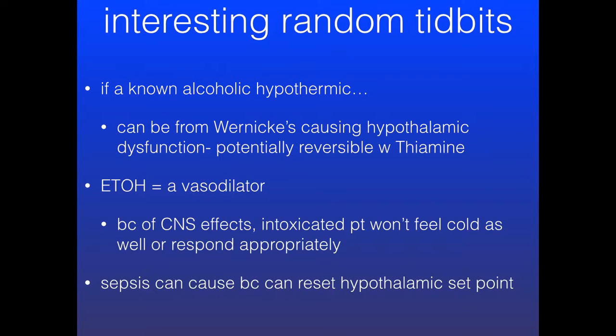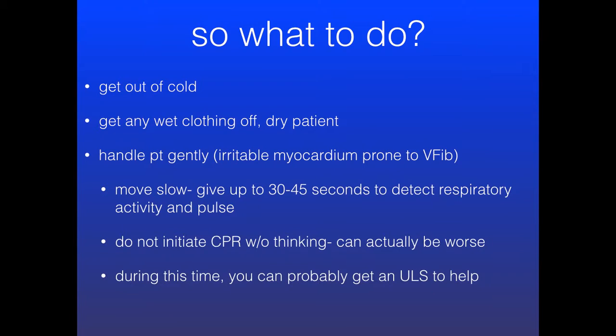A few interesting random tidbits: one thing to keep in mind is that if the patient is an alcoholic, the Wernicke's can actually cause hypothalamic dysfunction. And so one thing you can think about giving to your patients is thiamine, as this can help the Wernicke's and the underlying mechanism of the hypothermia. Remember that alcohol is a vasodilator, and that coupled with the CNS effects is going to cause the patient to not feel their cold as well as they would if they were not intoxicated. And then remember again that sepsis can cause hypothermia just because it's going to reset the hypothalamic set point.